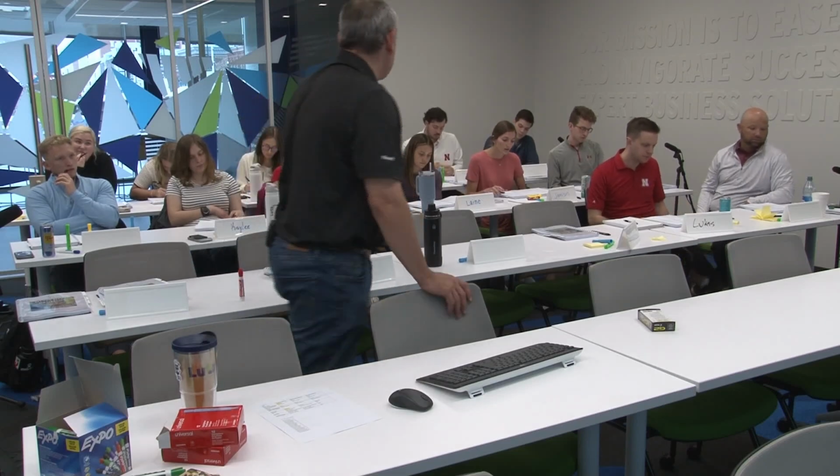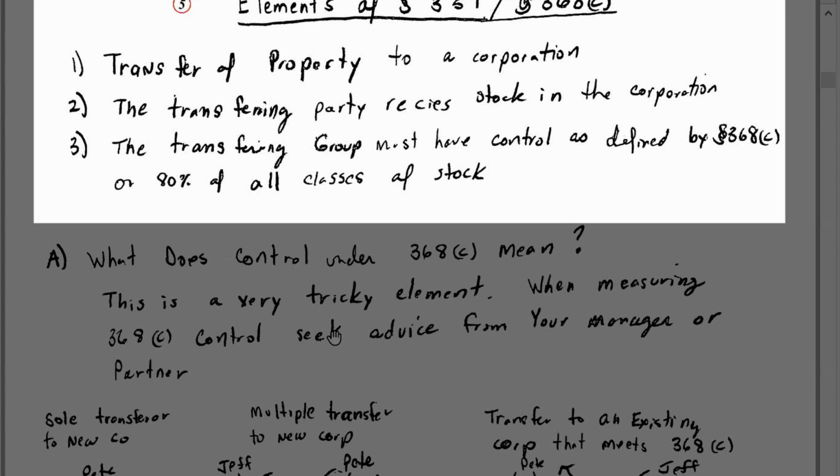Let's see. What's this next page saying, Jameson? I don't even know. Like I said, I'm taking the guided tour with you guys. Elements of 351 and 368. Transfer of property to a corp. Transferring property receives stock, and the transferring group must have control, as defined by 368, or 80% of all classes of stock. Now we're going to start talking about control.